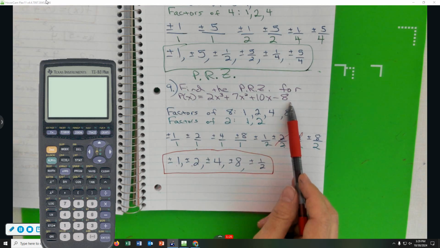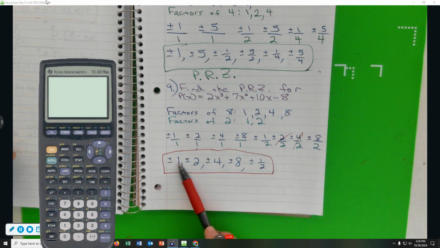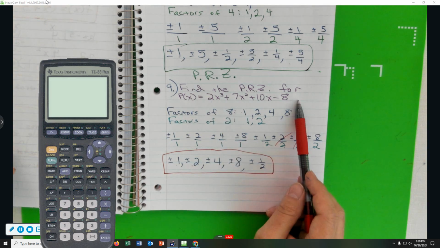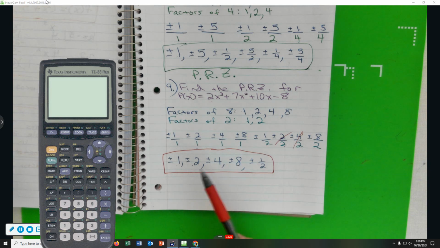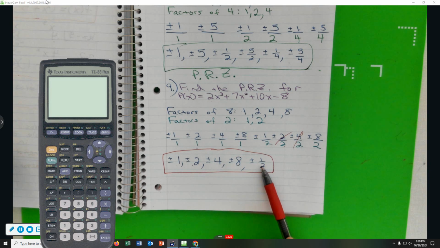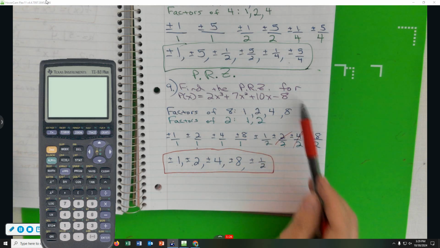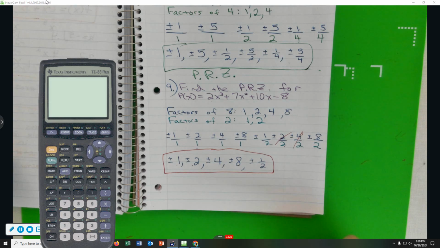So if we needed to factor it, I'd start off with positive 1. If I plug in positive 1, does it give me 0? If so, then use synthetic division. If not, go on to negative 1. Plug it in. Does that equal 0? If I needed to factor it, I'd just go through until I found one of these that makes it equal 0. Now, suppose none of these numbers make it equal 0. That means the polynomial then is prime.